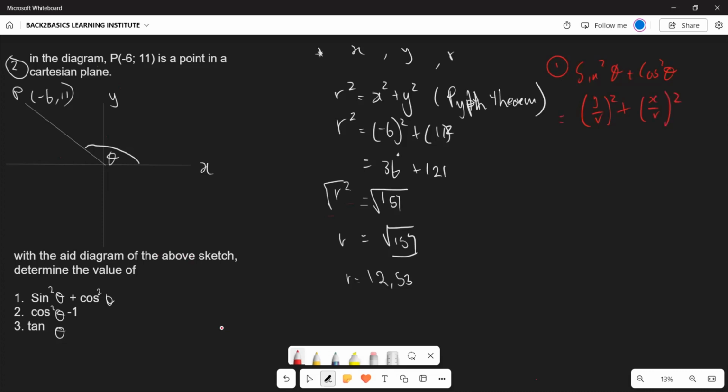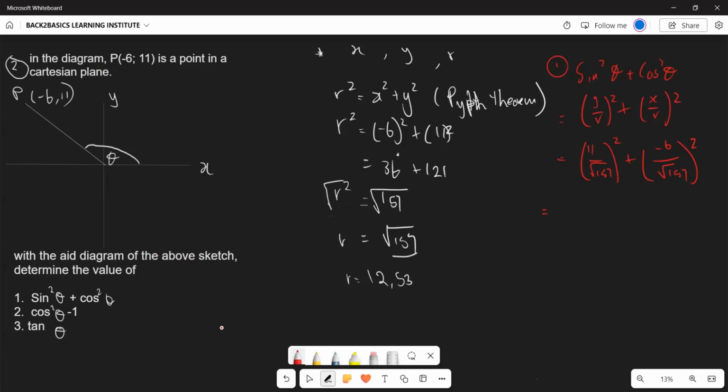Now let's put the values in. What is the value of your y in this case? Your y is 11 over, what is your value of r? Your r is root 157, squared, plus your value of x. Your x is given by negative 6 over root 157, all squared, right? Most of these questions say without the use of a calculator, so it is important that you calculate this without any calculator, right?